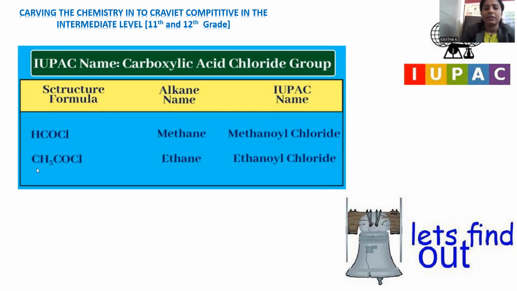In a similar manner, the second compound has a 2 carbon chain, and it is also an acid chloride. Eth will be the root word, the entire parent chain will be ethanoyl, and the functional group will be chloride. Ethanoyl chloride will be the name.